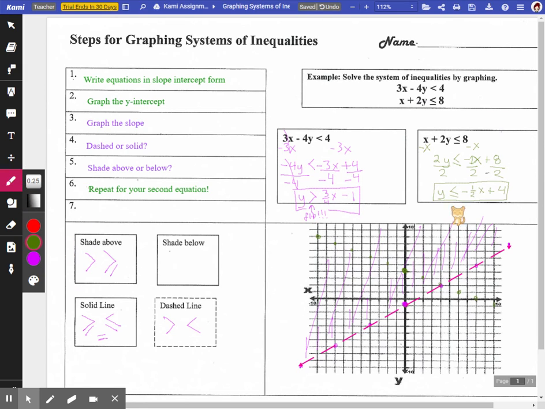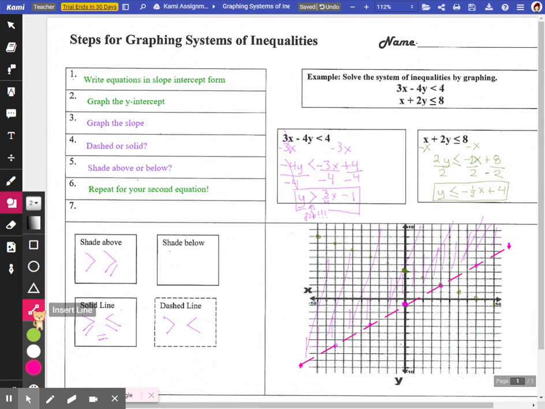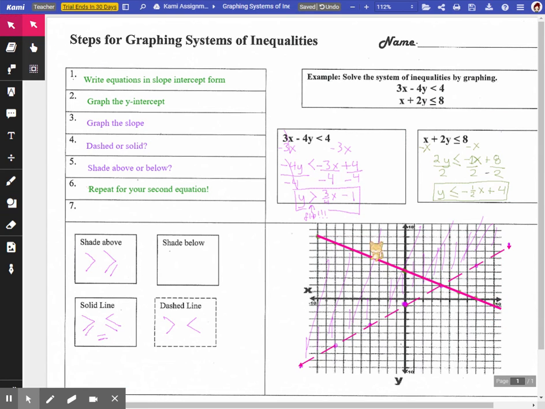And then this time it's or equal to, so this time it is a solid line. So I'm going to go to that line tool and make my line green. I'm going to keep it solid, but I am going to add the arrows. Now this time y is everything less than, so I'm going to shade below.